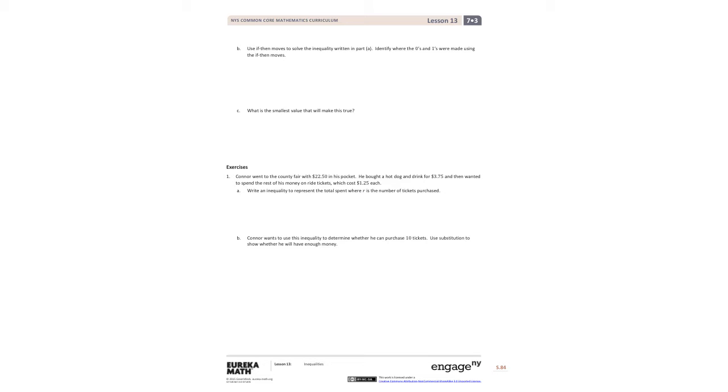Now we're going to start with the exercises. Number 1, Connor went to the county fair with $22.50 in his pocket. He bought a hot dog and a drink for $3.75, and then he wanted to spend the rest of his money on ride tickets, which cost $1.25 each. Write an inequality to represent the total spent, where R is the number of tickets purchased.